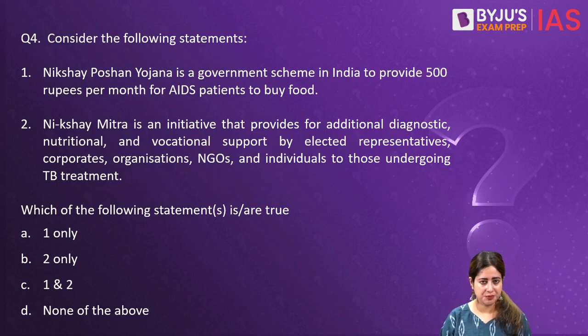Again, a set of 2 statements. The first says, Nikshay Poshan Yojana, or Nikshay Poshan scheme is a government of India scheme. It's a central government scheme to provide 500 rupees per month for AIDS patients so that they can buy healthy nourishment, healthy food. Is that a correct statement?